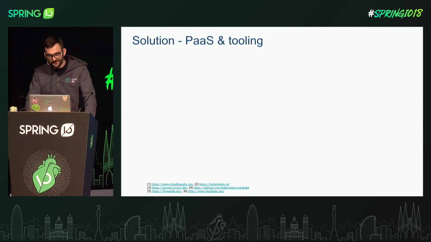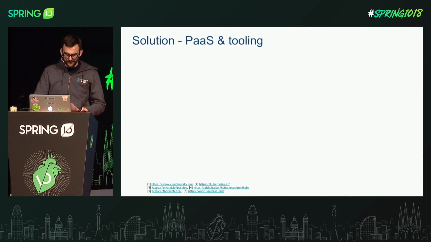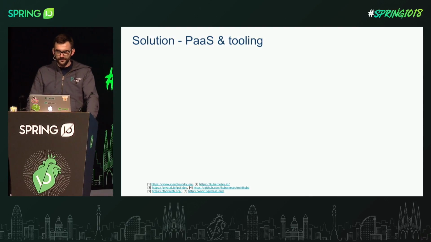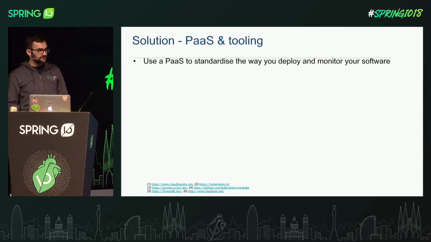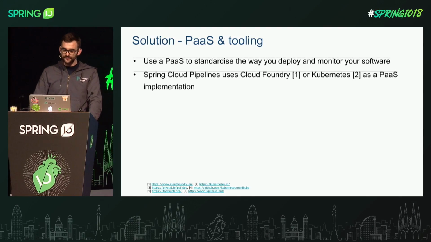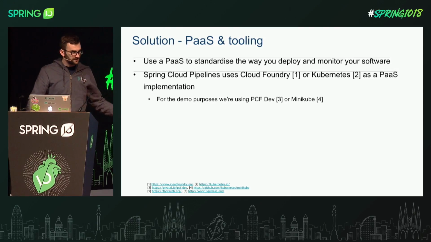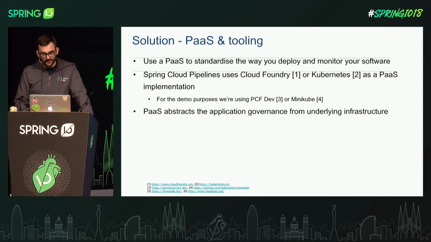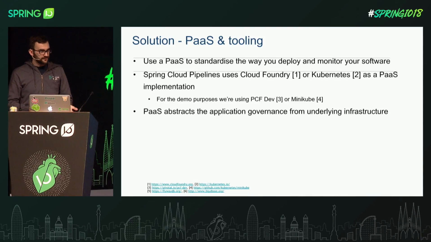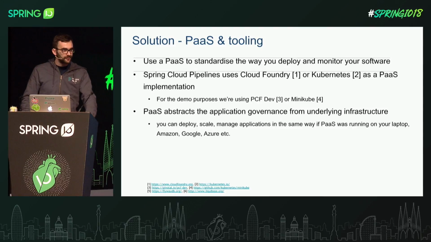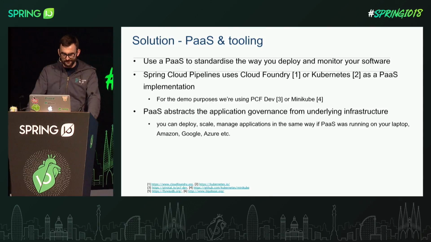So the solution to this is usage of platform and certain tooling to standardize, for example, schema versioning. If you use a platform, you can standardize the way you deploy and monitor your software. And Spring Cloud Pipelines works out of the box with Cloud Foundry and Kubernetes, and also PCF Dev and Minikube. PaaS is obviously a very great idea to abstract the way you govern your app from the underlying infrastructure. So regardless of whether you're running your app on a laptop, Amazon, Google, Azure, it doesn't really matter. You do stuff in a similar way.